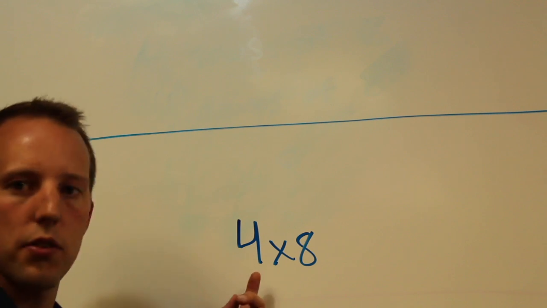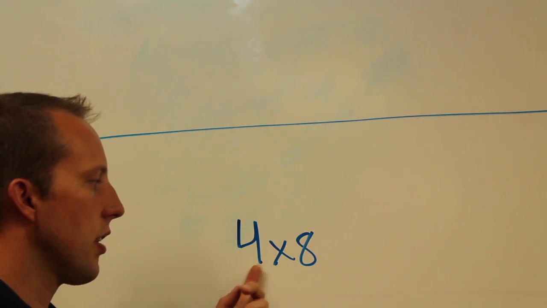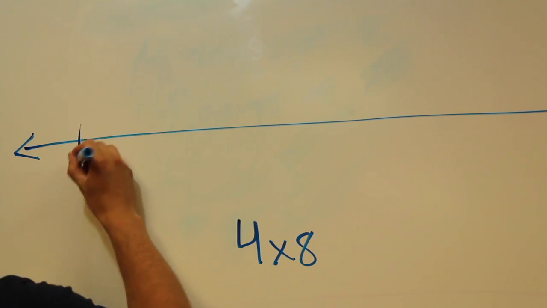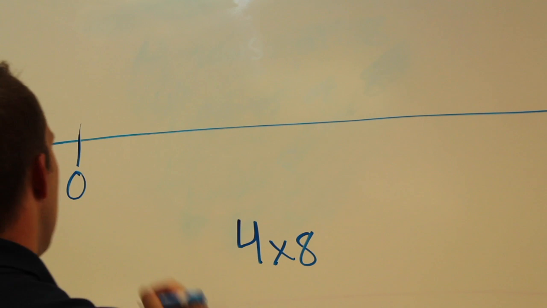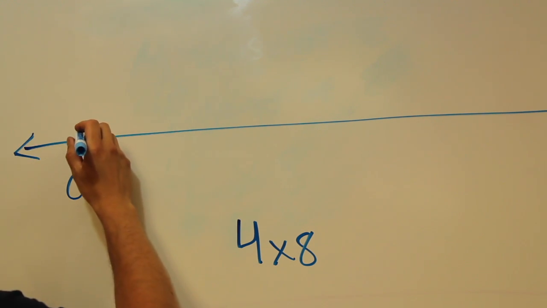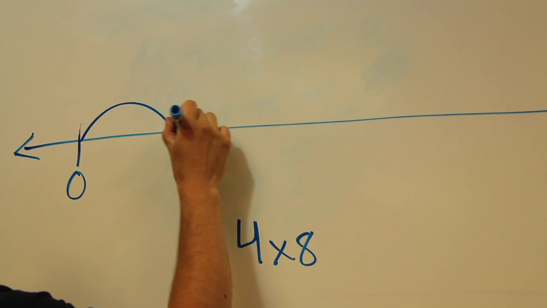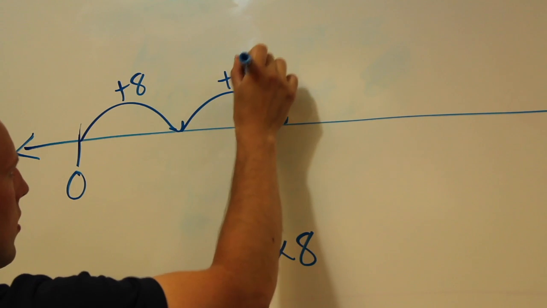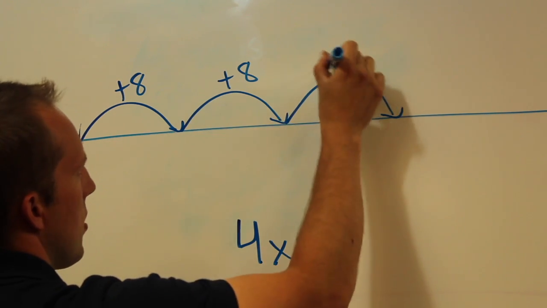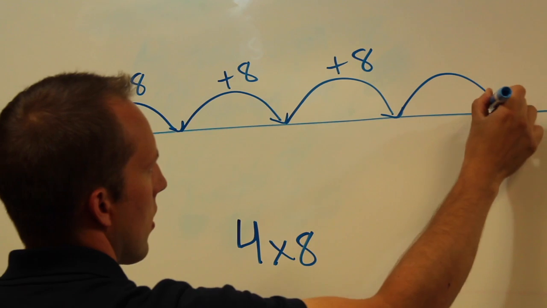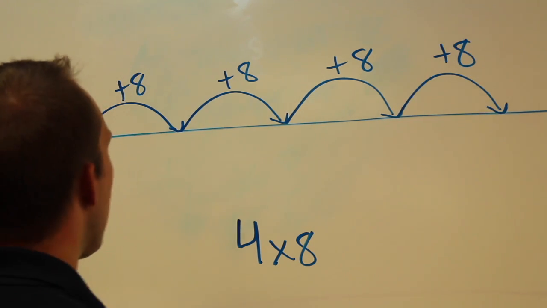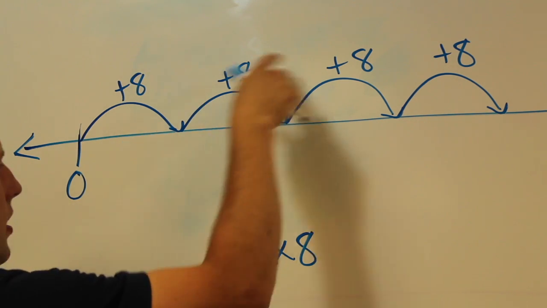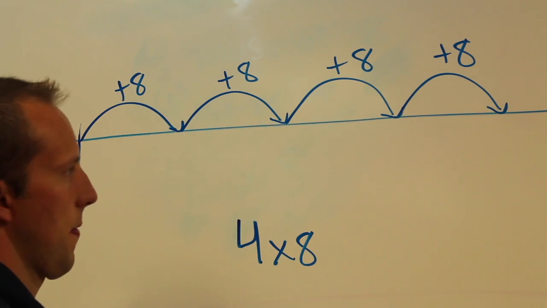Alright, so we said that the problem is basically 4 times 8. So in other words, we need to do 4 jumps, and each jump is going to be 8. So we're going to start at 0, and then we're going to go over 4 jumps of 8. So there's 1 jump of 8, 2 jumps of 8, 3 jumps of 8, and finally 4 jumps of 8. So again, what you're really doing here is repeated addition. You're adding 8 repeatedly, or 4 times.